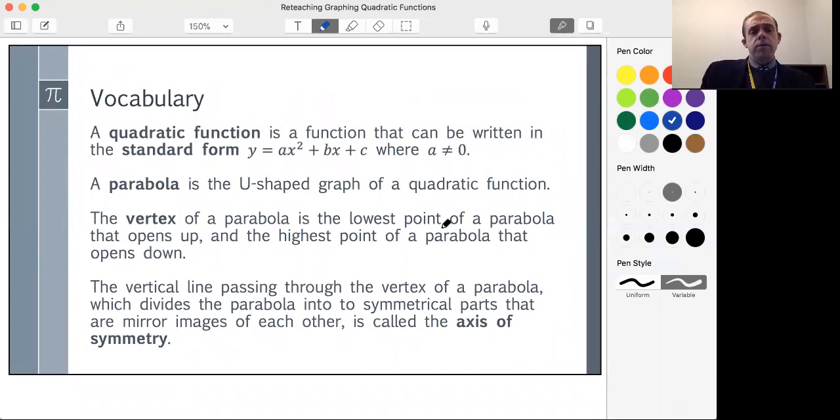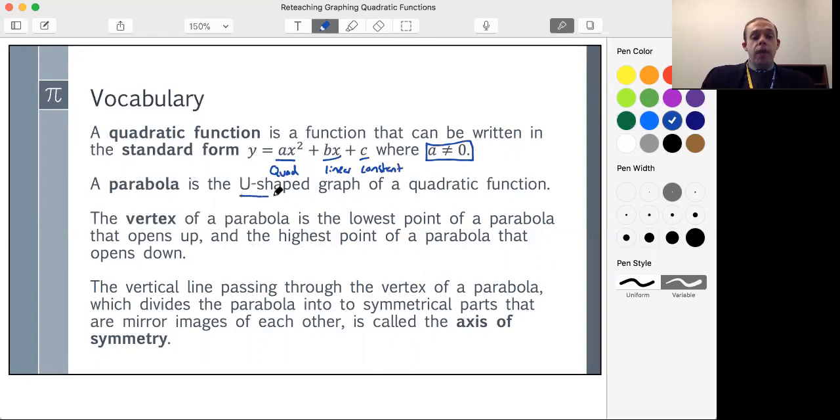A quadratic function is a function that can be written in standard form. So we have y equals ax squared plus bx plus c. Notice you have the quadratic term here, you have the linear term, and you have a constant term. The only thing that can't be 0 is a for a quadratic function, because otherwise the ax squared term would go away. So the graph of a quadratic function is called a parabola.